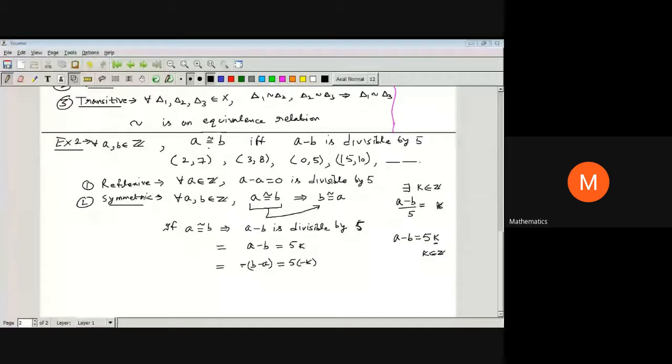Yes, Kanika, we can write a minus b as equal to 5k, where k belongs to the integers. Now, in the next step, we write a minus b as minus of (b minus a), that is equal to 5 into minus k. So where does minus k belong?